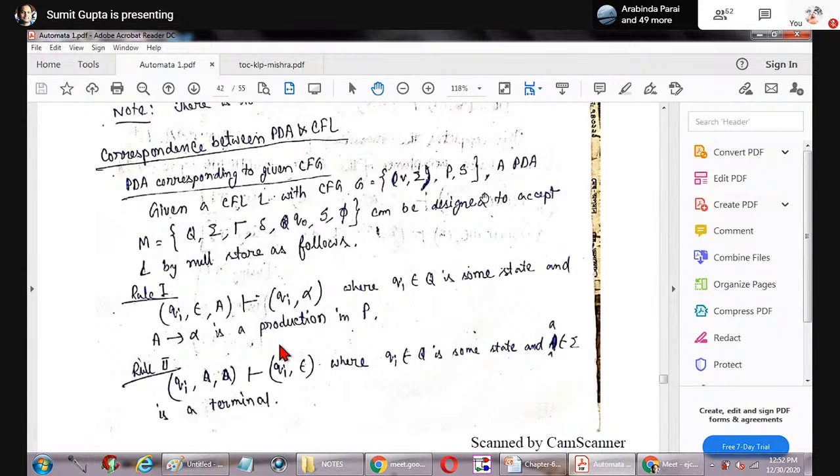মানে তোমার সাপোজ কন্টেক্সট গ্রামার ফরম্যাটে দেওয়া আছে, তোমাকে পিডিএ তে রিপ্রেজেন্ট করতে হবে and vice versa. তো ফার্স্ট স্টেপে কি করছি আমরা, we are trying to design a PDA corresponding to given CFG. মানে আমাদের কন্টেক্সট গ্রামার, গ্রামারের মধ্যে চারটা টেবল থাকে, V, sigma, P, S. V means set of non-terminals বা ভেরিয়েবলস বলি যেটাকে, sigma means set of terminals, capital P is production set and capital S is starting sentential form.